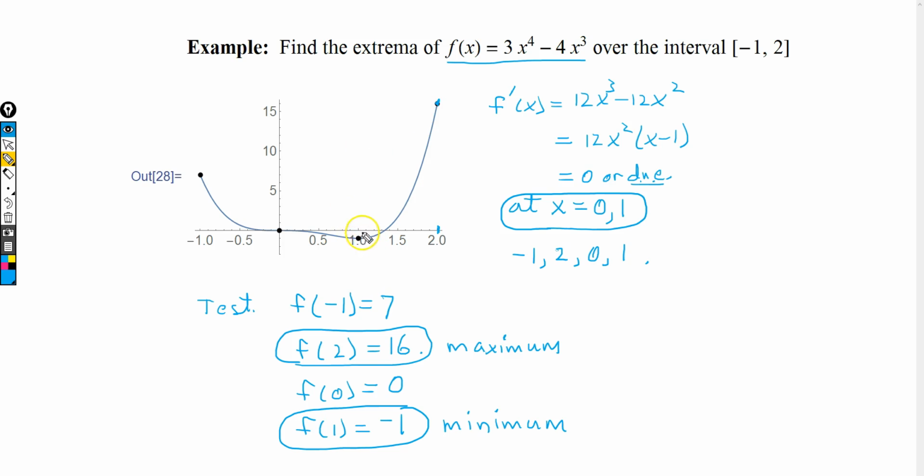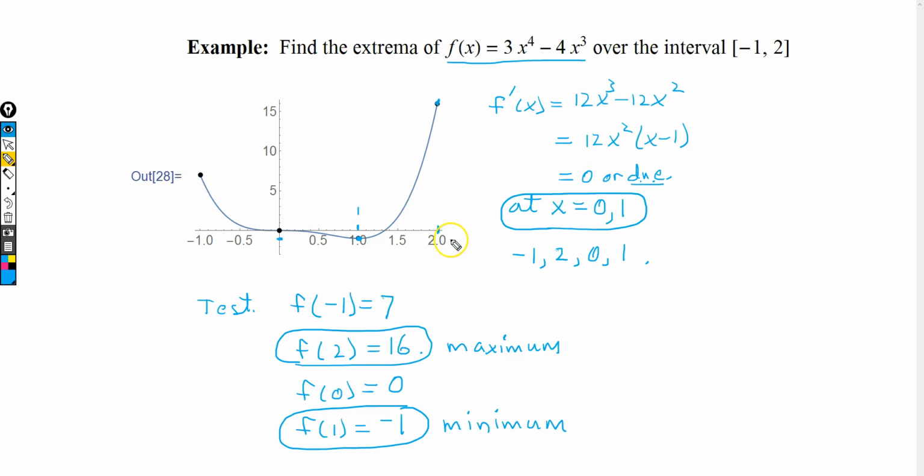And at 1, right here's 1 on the x-axis, our function value is -1 right there on the y-axis. And yes, that does look like that's where we have an absolute minimum. The function values are all larger than -1 over the interval from -1 to 2.